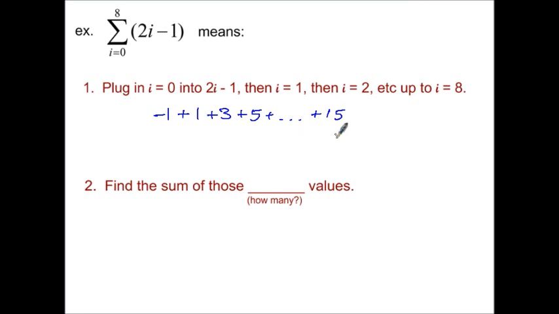Now granted, I got lazy here and didn't write them all out, so what I need you to realize is: find the sum of those, how many values? Well, if I'm going 0 to 8, a lot of people say, oh, that's just 8. Well, again, 0 is the first one, then 1 is the second term we get, ultimately meaning that once we get to 8, we've actually got 9 different values to add up. That may not seem like a big deal now, but later on that's going to come into play and be very, very important.